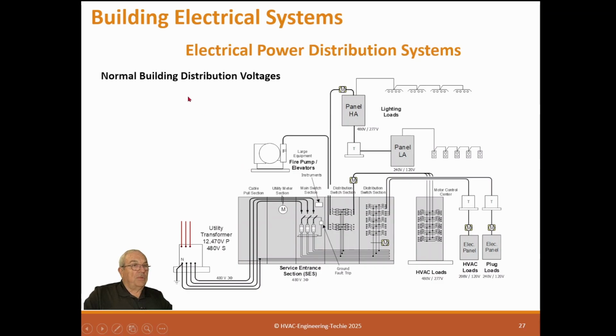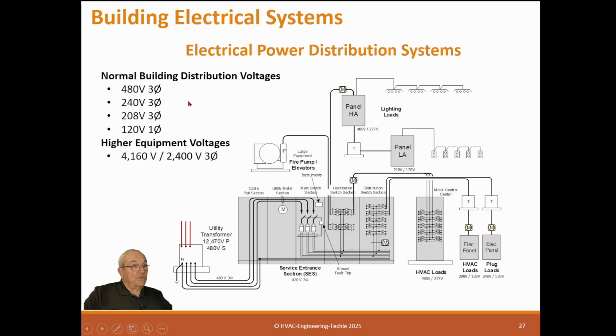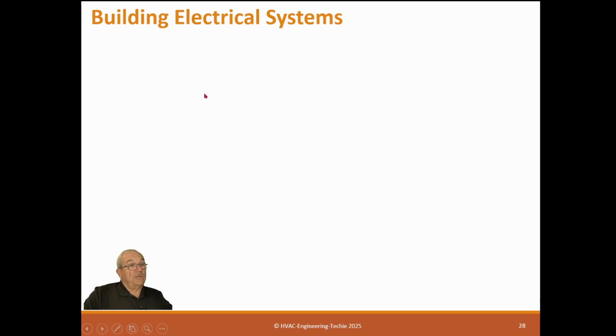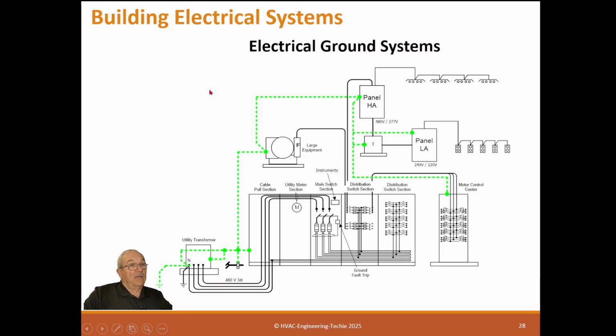So normal building distribution voltages are 480 volt three phase, 240 volt three phase, 208 three phase, and 120 volt single phase. And for higher equipment voltages, you can do 4160, 2400, or 12470, 7200. So those are also voltages you can use for the system. Electrical ground systems. The ground systems are important to keep things safe.